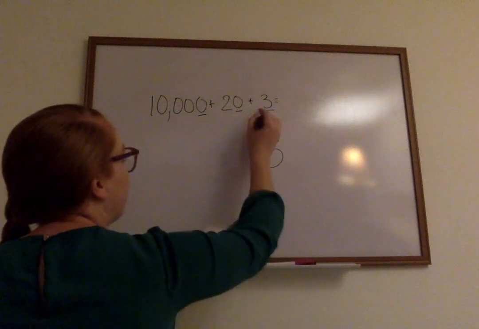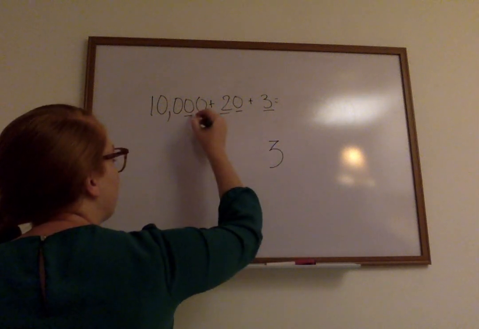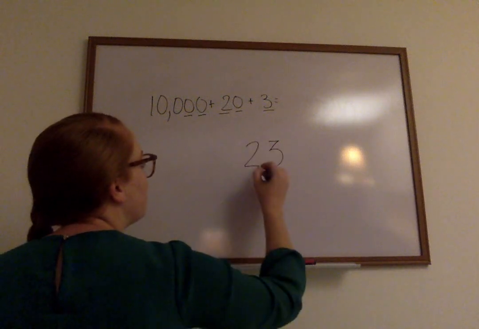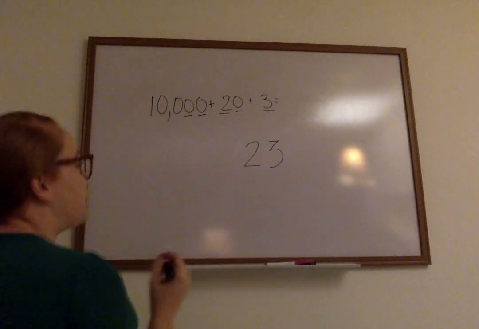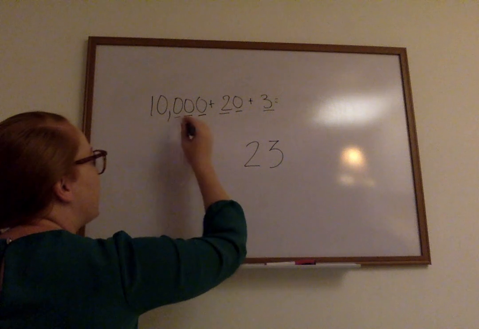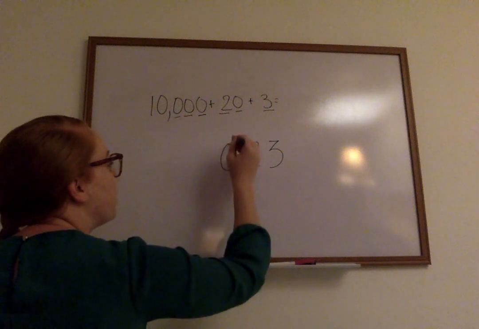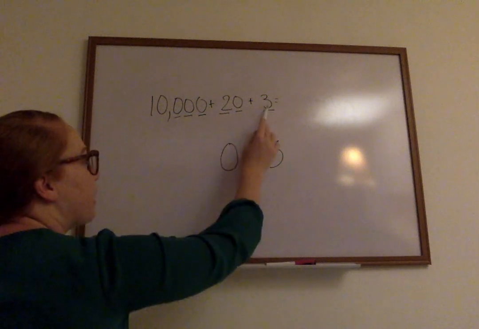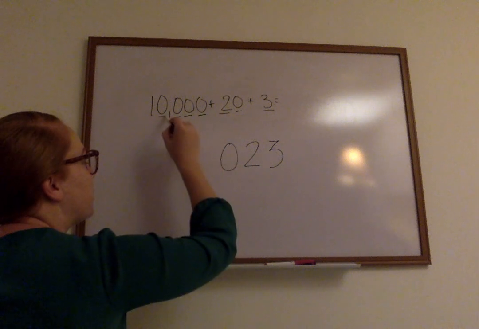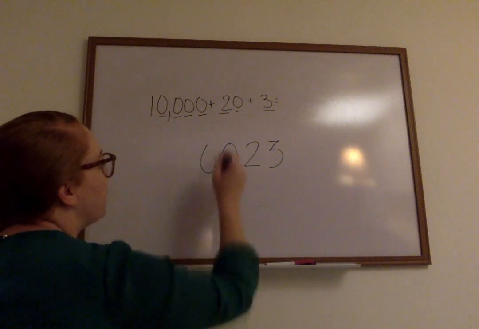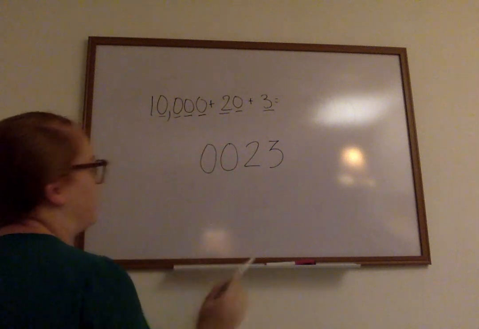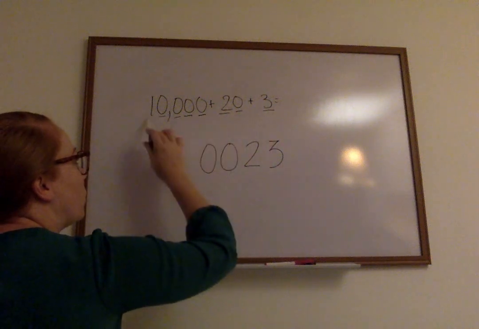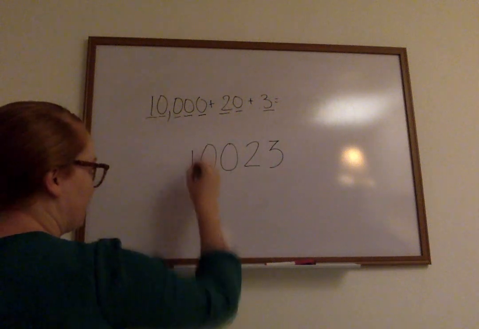In the tens place, I have nothing, a 2, and a 0. 2 plus 0 is 2. In the hundreds place, I have nothing, nothing, and a 0. 0 plus nothing is 0. Thousands place, I have nothing, nothing, 0. 0 plus nothing is 0. 10,000s place, nothing, nothing, 1. 1 plus nothing is 1.